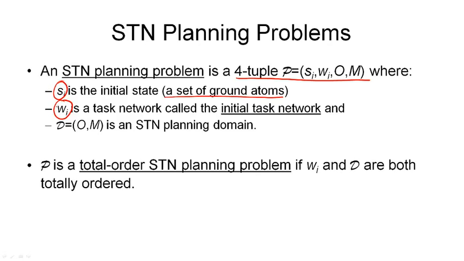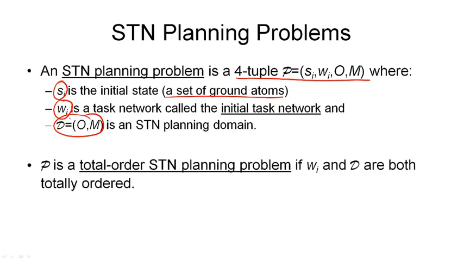The remaining two components, O and M, simply form an STN planning domain that we also give as part of our planning problem. So you can see an STN planning problem is not very different from a STRIPS planning problem. We still have an initial state and we still have a domain. Of course, the domain is now a domain consisting of operators and methods. What's really different is that we don't have a goal, but an initial task network.